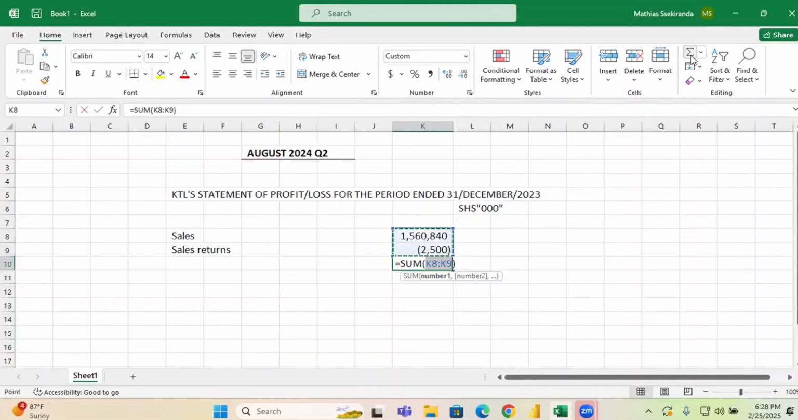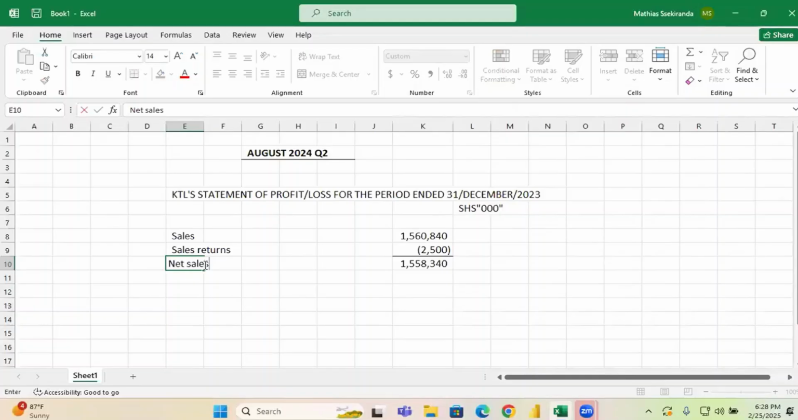So when you compute that, we get what we call net sales. Any questions up to there? Any questions up to that?